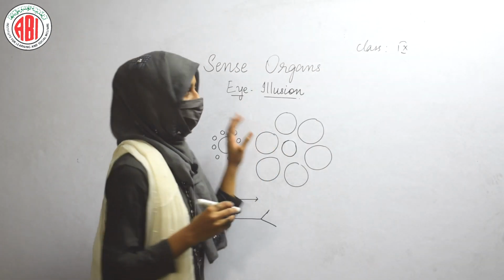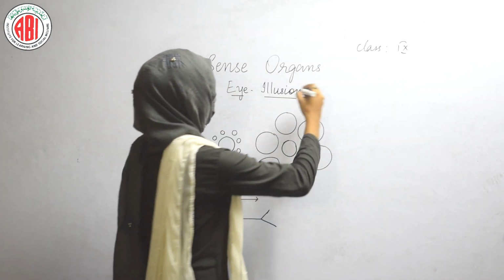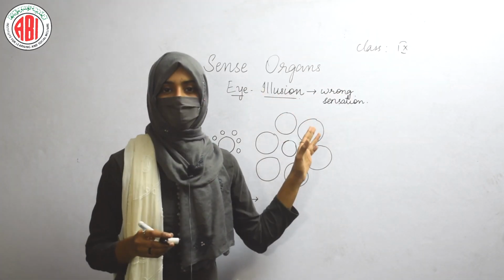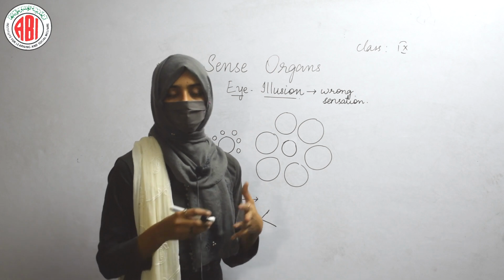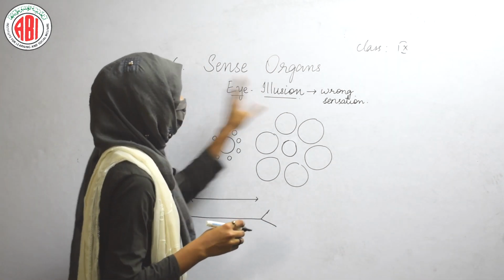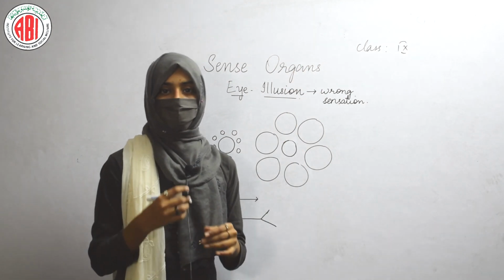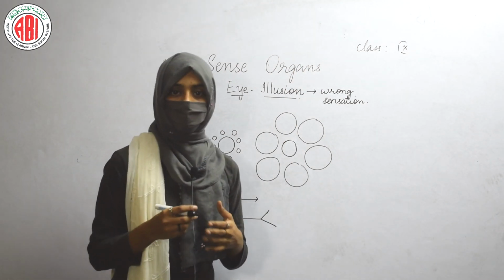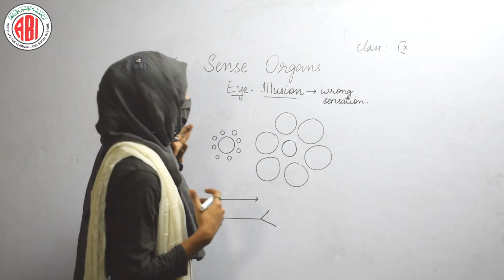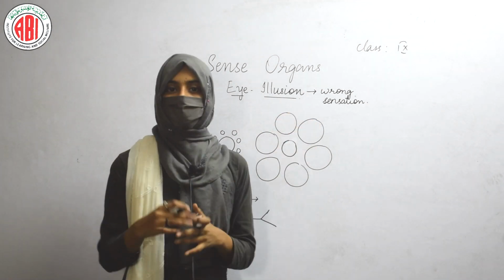Okay, let us discuss about eye illusion. Illusion is nothing but wrong sensation. So how does it take place? Why does the wrong sensation take place in our eyes? This wrong sensation takes place because of the different stimuli, because of the confusion that takes place between the different stimuli, and due to this the wrong sensation occurs.